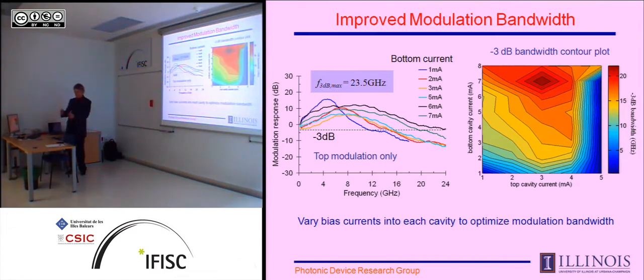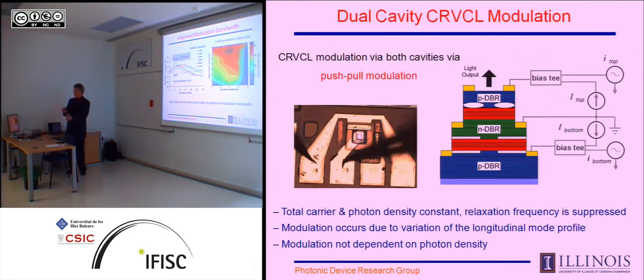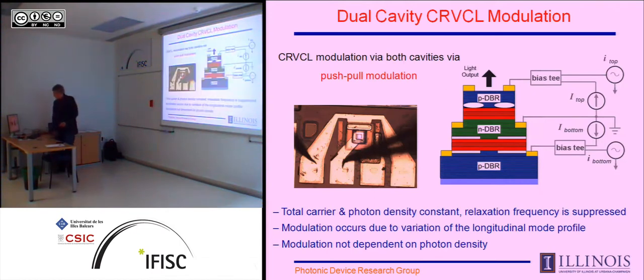And the reason is that because we have two cavities, we can carefully tune their characteristics such that they can modulate very, very fast. But that's using the conventional amplitude modulation, where I'm turning the laser on and off, which, even though it's very fast, still requires more and more power to get to higher modulation bandwidths. So what I'd like to see is if there's a way to modulate this laser independent of the photon density in the cavity. And that's what gives rise to the idea of push-pull modulation.